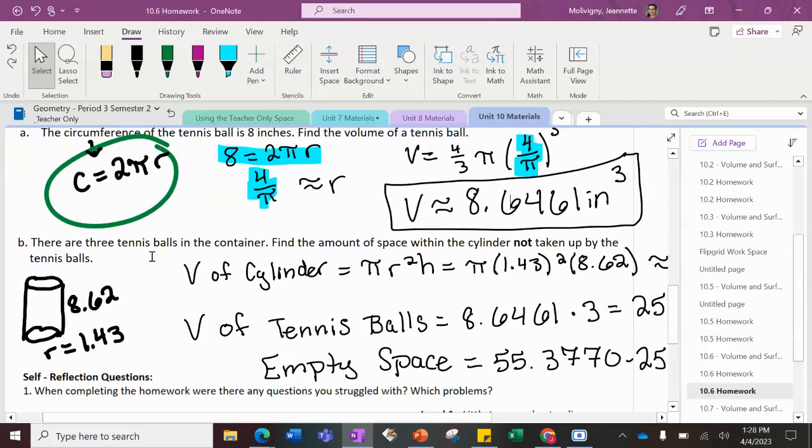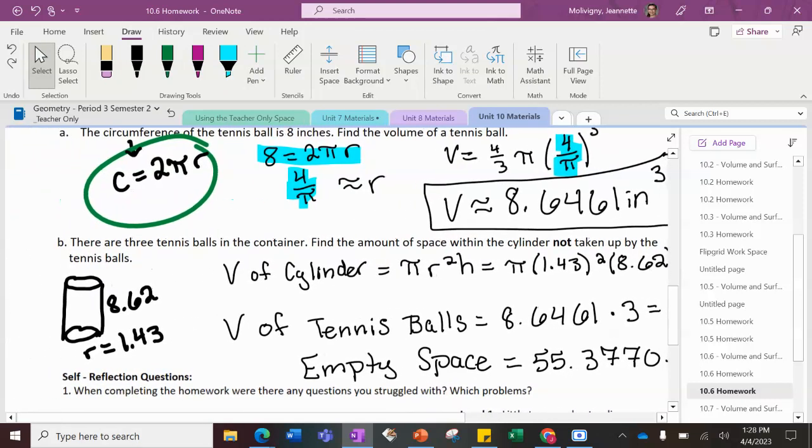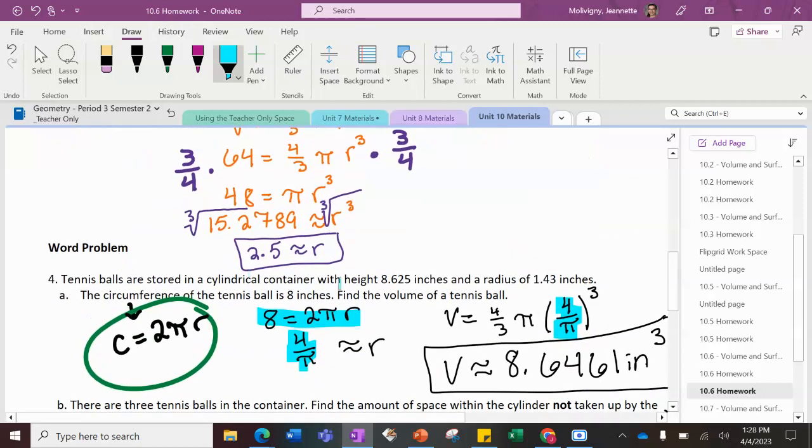Then we are also going to be finding the empty space inside of this container. We know there are 3 tennis balls, so there are like 3 spheres of the tennis balls in there. What we first need to find is the volume of the cylinder, and we have all of that information. To find the volume of the cylinder, it's just pi r squared times height. They gave us the height and the radius of the cylinder in the description of question 4 at the top. Right here, it gave us the height and then our radius.